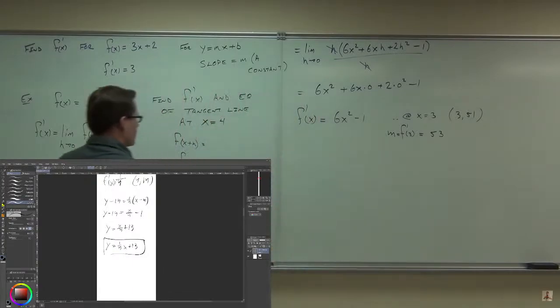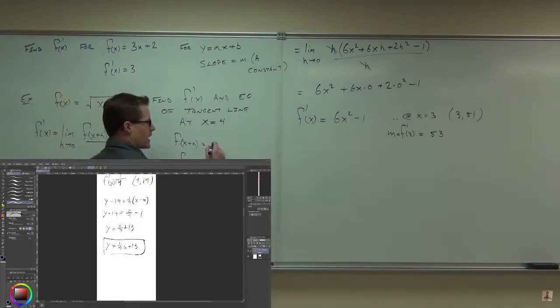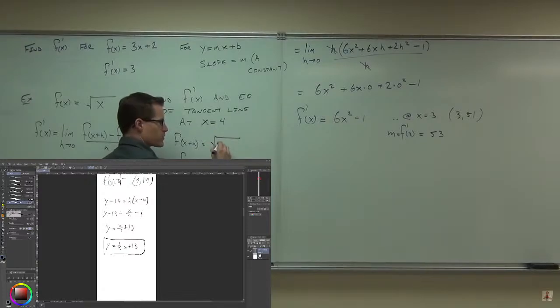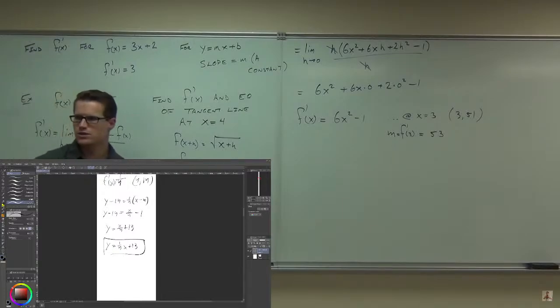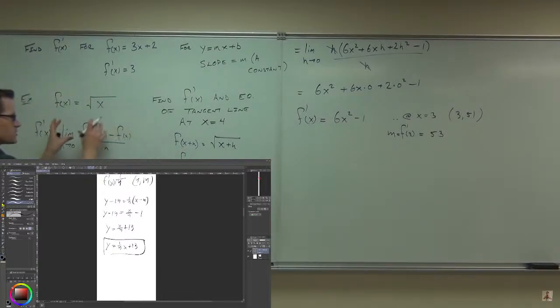So here, for f of x plus h, I'm going to have the square root of what? Square root of x plus h. Hopefully like that. f of x, well, that's just square root of x. Did you get those two things correct? Now we just have to substitute those into their respective places. So this is going to give us the limit as h goes to 0 of the square root of x plus h minus the square root of x all over h.